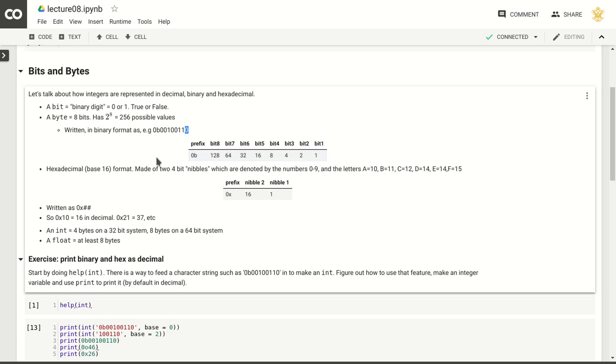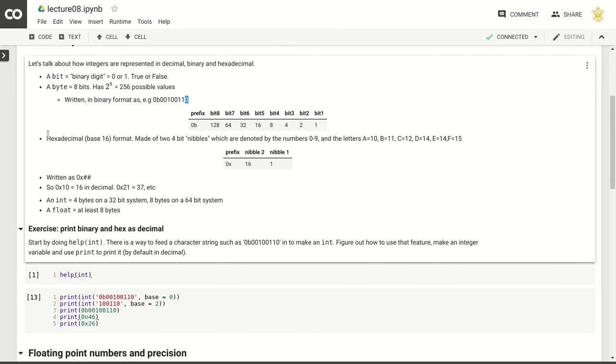So if we add that up, we get the decimal value for this binary number. I didn't calculate it in advance, but you can of course convert this to a decimal number. Actually, it is 32 plus 4 plus 2, so that will be 38.